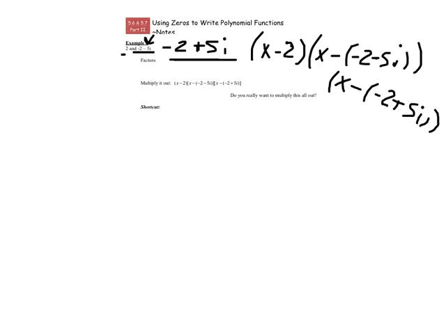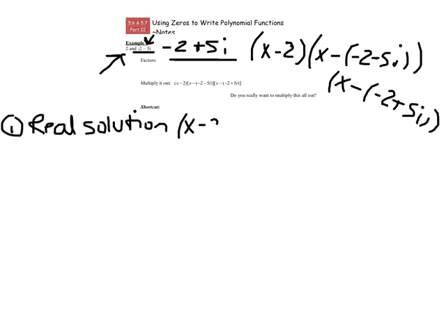So what we can do here is go ahead and multiply those three out. Do we really want to do that? Probably not. That's going to take a very long time. But if you wanted to and you forgot the shortcut, that's what you would have to do. But here's the shortcut. First step, you're going to look at the real solution. The 2 is our real part of this. So we know that that is x minus 2. We talked about that in the first example.